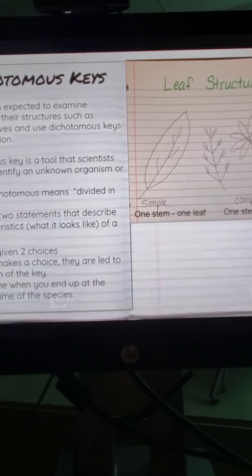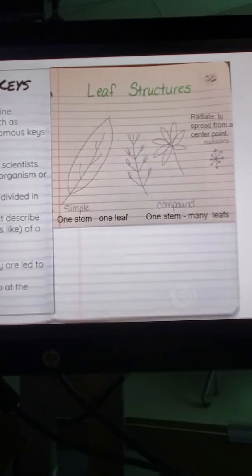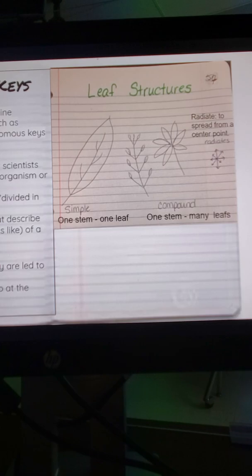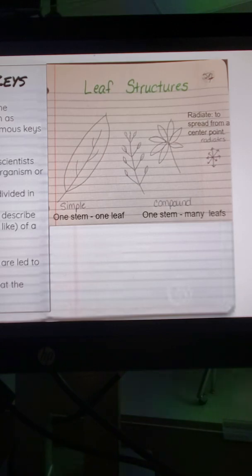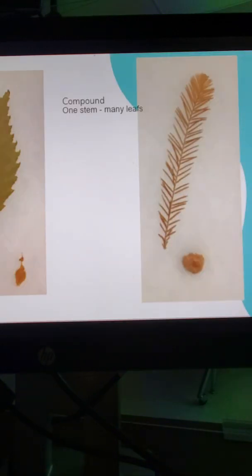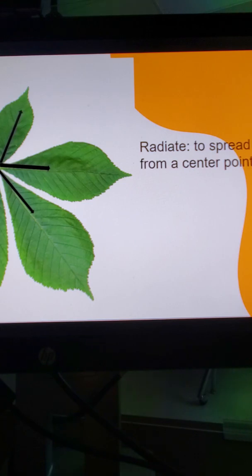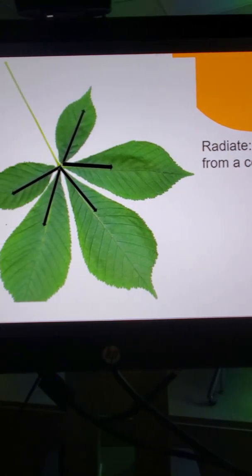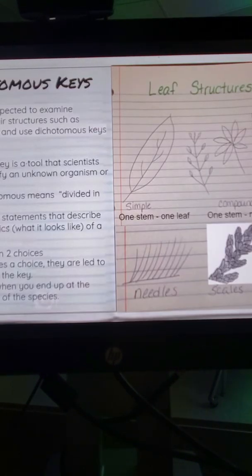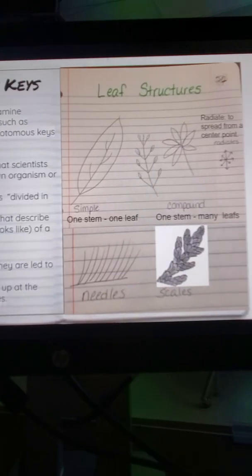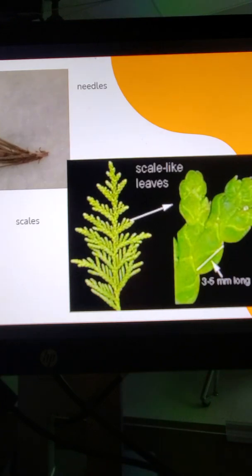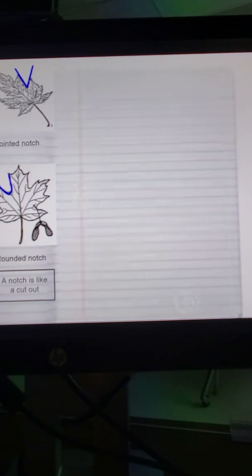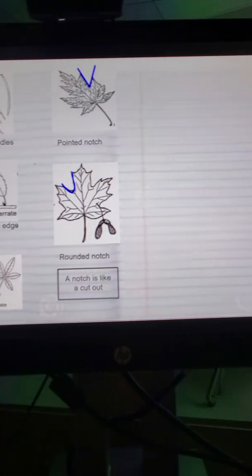So you were also supposed to draw these structures into your notebook. This is how you're going to learn the vocabulary. What's a simple leaf, a compound leaf? What does the word radiate mean? There's some examples in the notes that also can help you visualize what we're talking about here. And then the final notes are in the interactive notebook already waiting for you. You can go through the slideshow if you want to look at those examples.